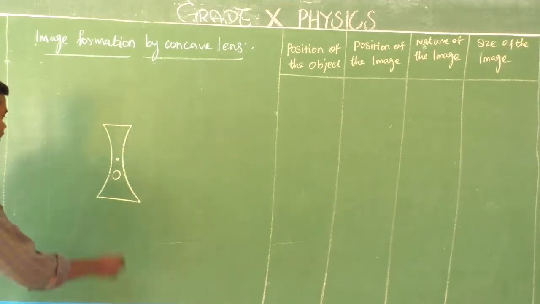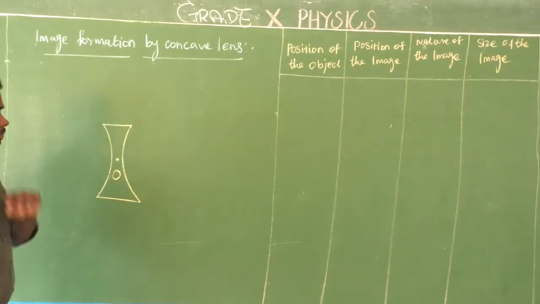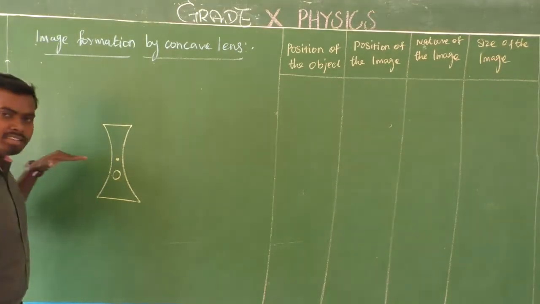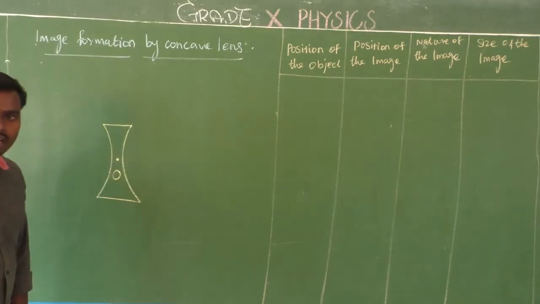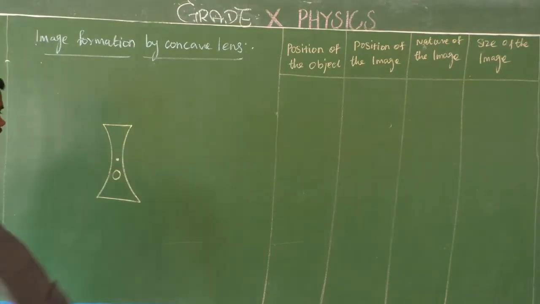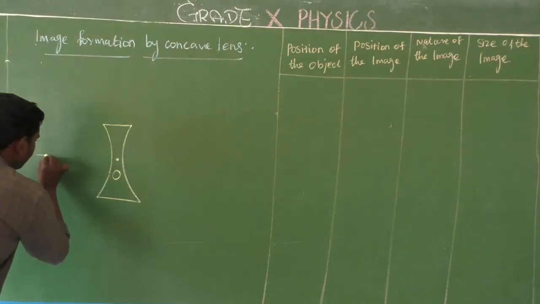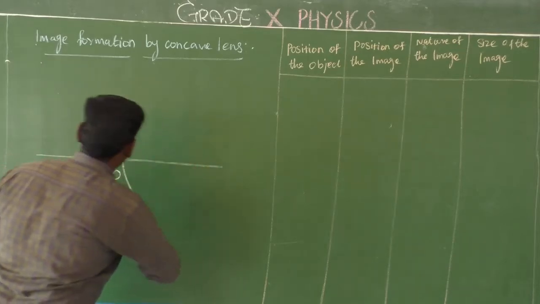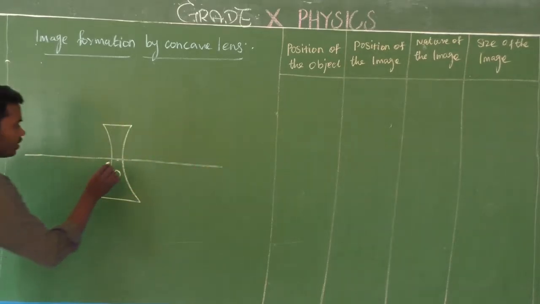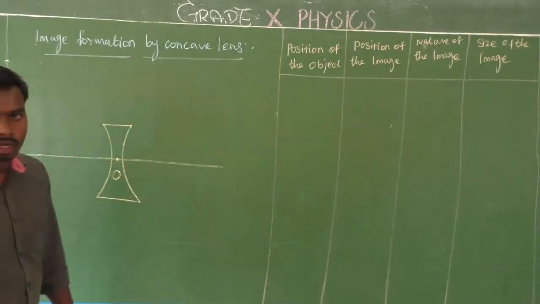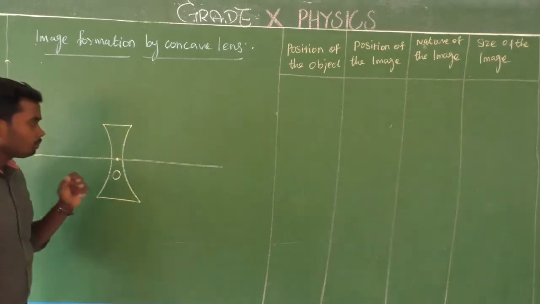Yes. Very simple. Next one, an imaginary line which passes through the optical center O. What is that? That is principal axis. Is it clear? Yes. This is principal axis. Is it clear? Yes. Next one.